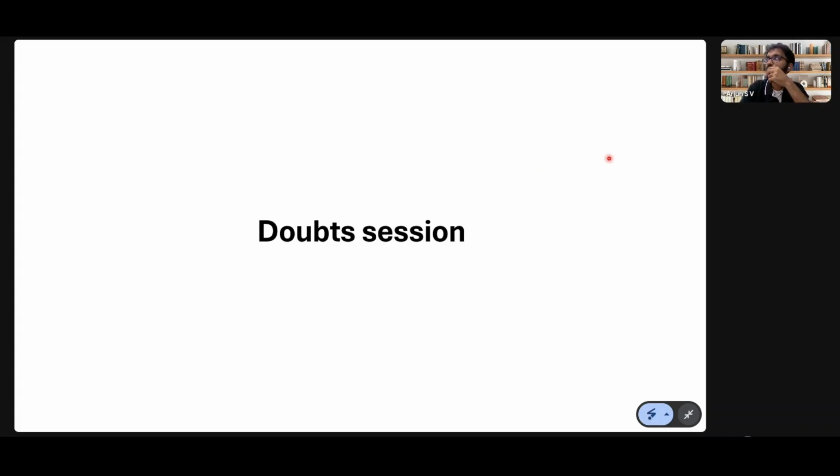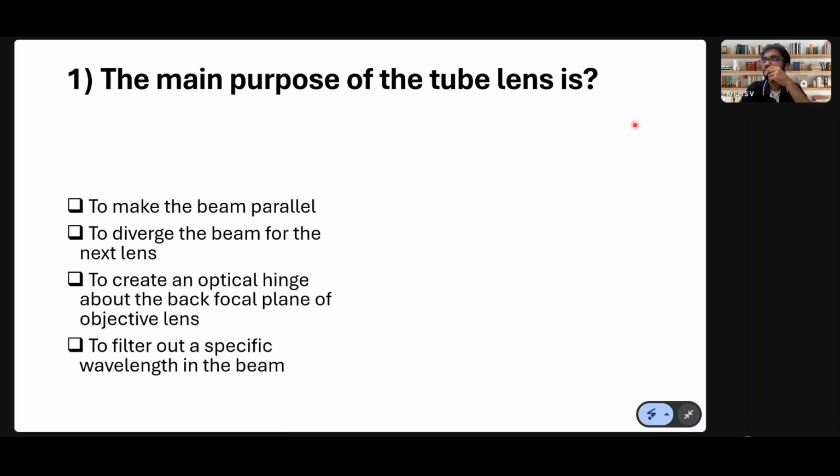We'll move on to the previous weeks, that is week 10's problems. The first question is, what is the main purpose of the tube lens?